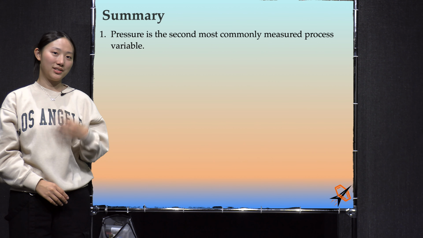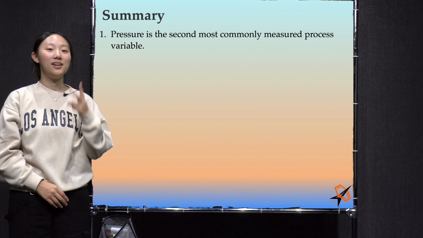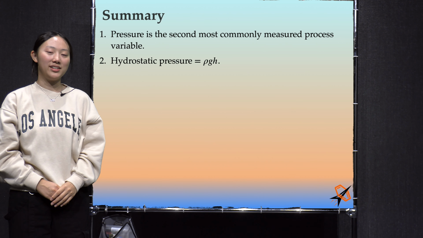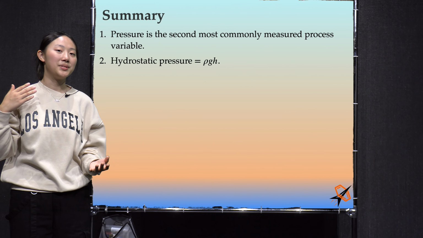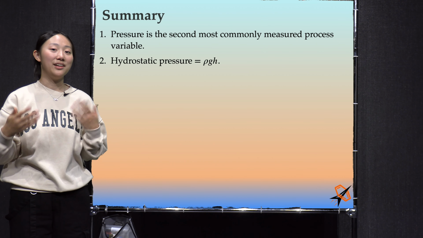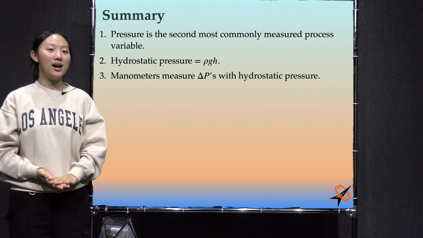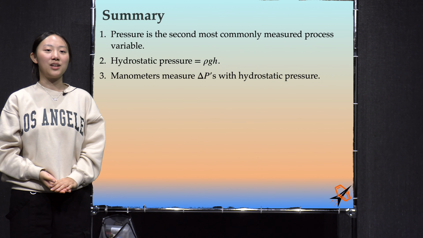Pressure is the second most common process variable to measure. 2. Hydrostatic pressure for an incompressible fluid is calculated as the density times g times the fluid height or depth, written as ρgh. 3. Manometers measure delta P's with hydrostatic pressure.